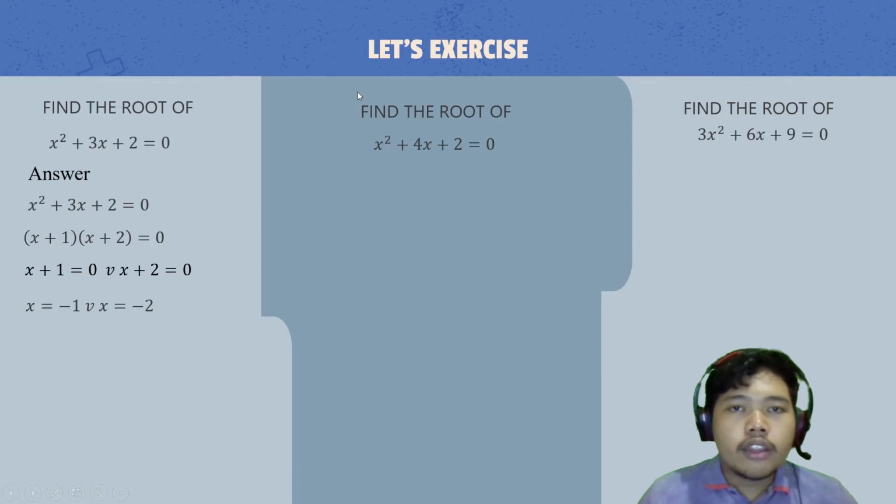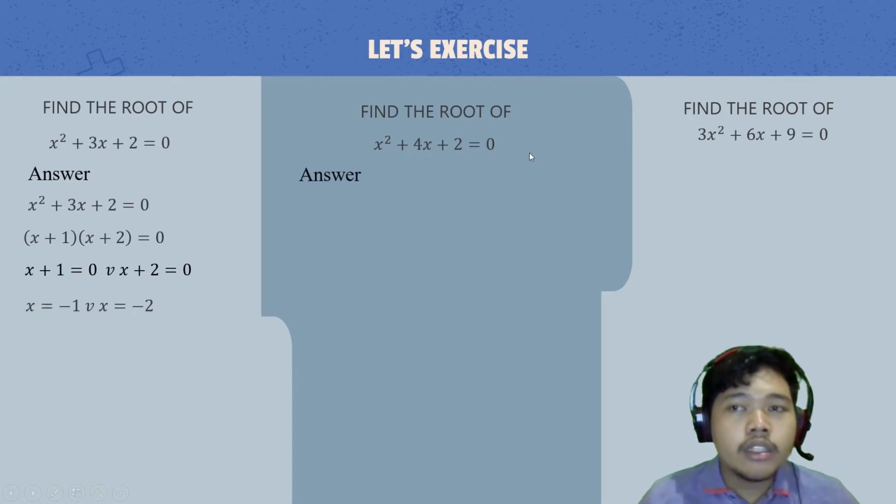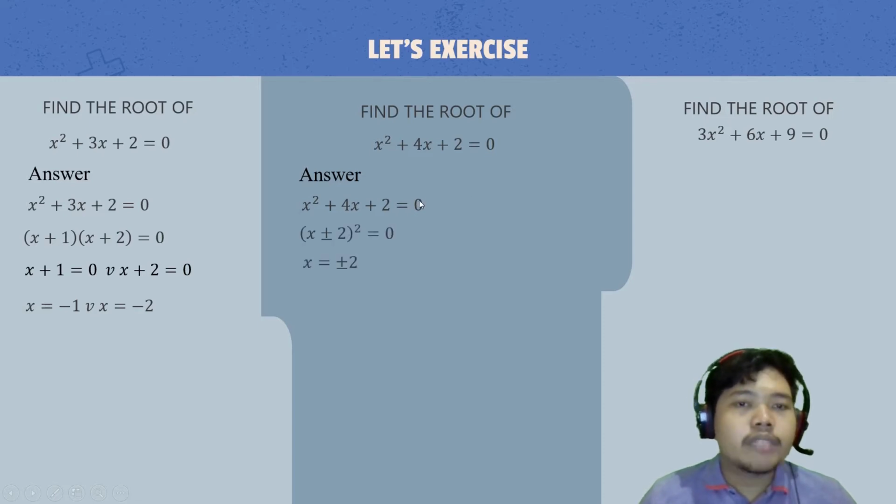So, in number 2, find the root of x squared plus 4x plus 2 is equal to 0. To answer this question, we can use a perfect square. So, x squared plus 4x plus 2 equals 0 will become (x plus 2) squared equals 0. And then because of that, x will become minus 2.